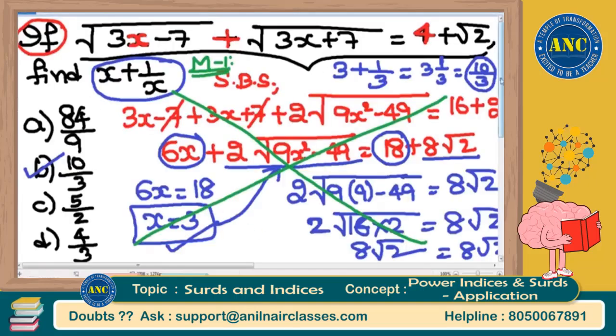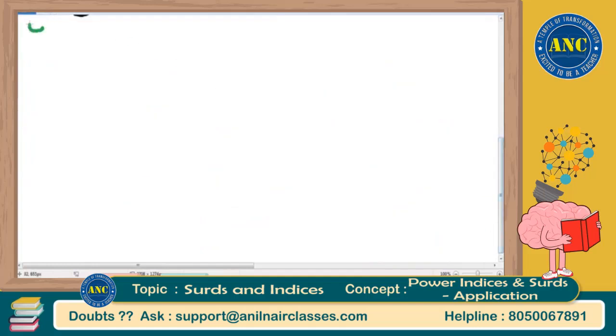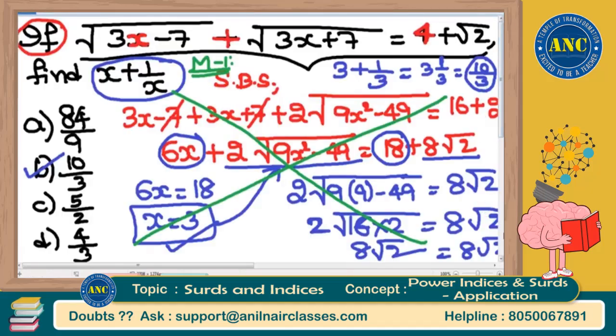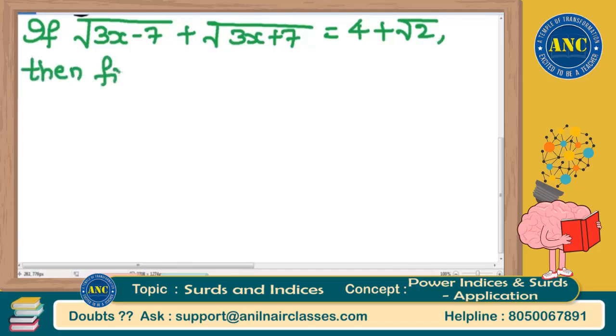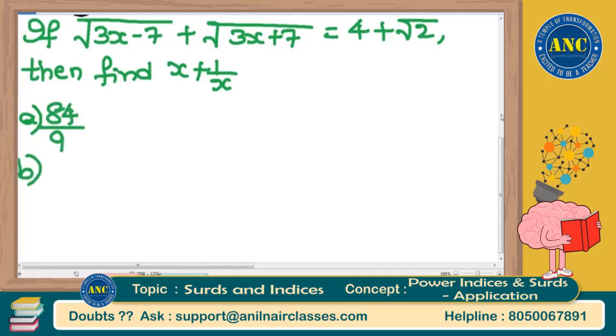Same question we will write again. Same thing we will solve, but we will analyze how fast we can solve by using method 2. Square root of 3x minus 7 plus square root of 3x plus 7 is equal to 4 plus root 2. If this is the condition, then find the value of x plus 1 by x. First option is 84 by 9. Second option is 10 by 3. Third is 5 by 2. Fourth option is 4 by 3.